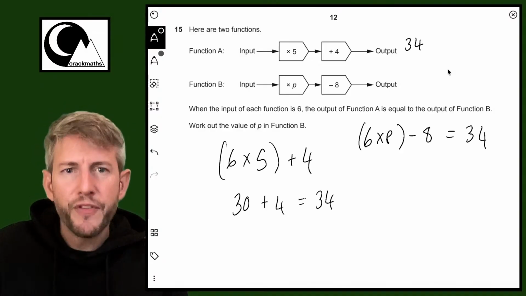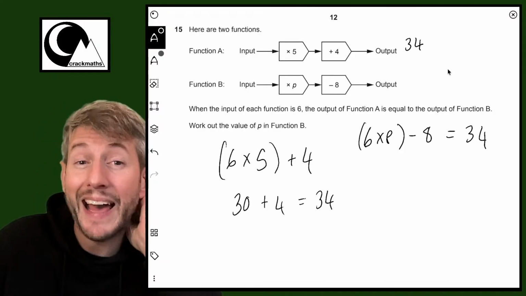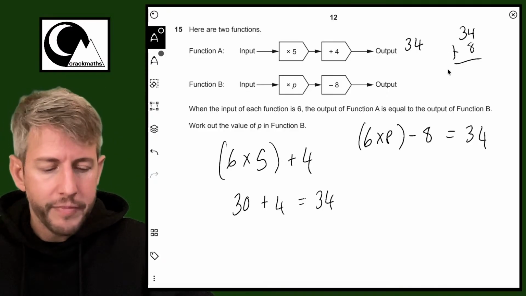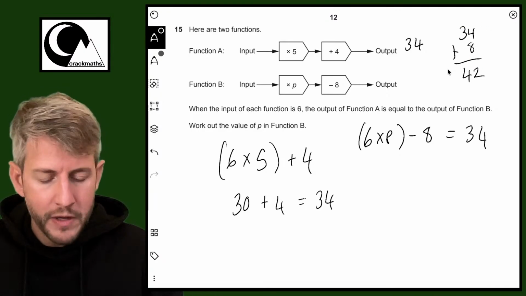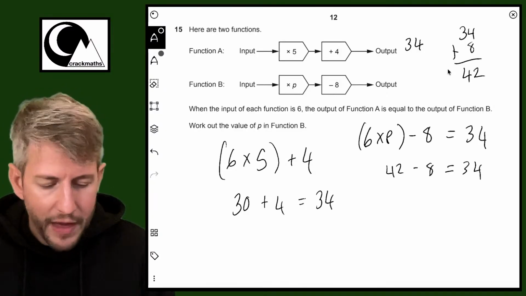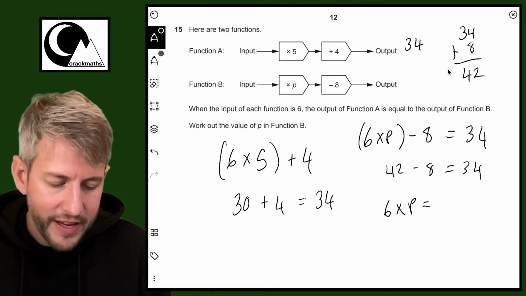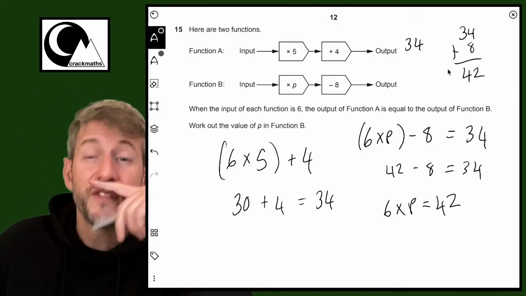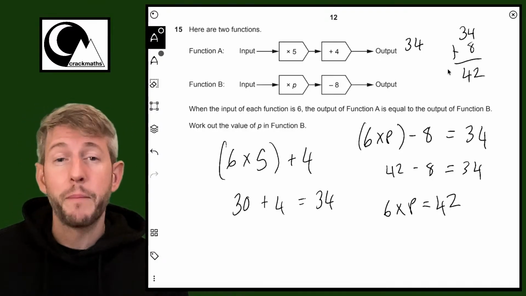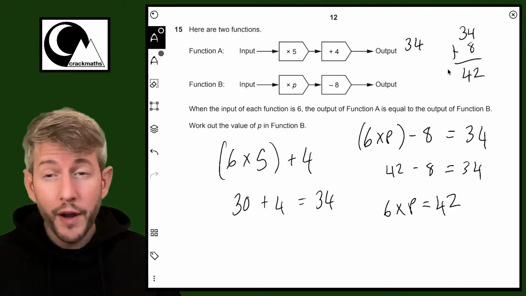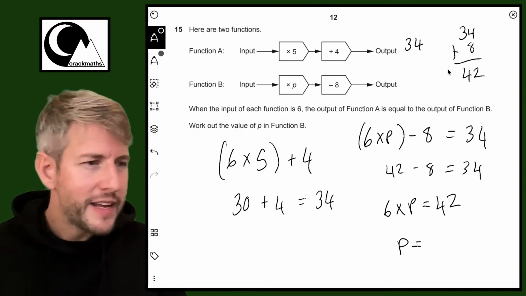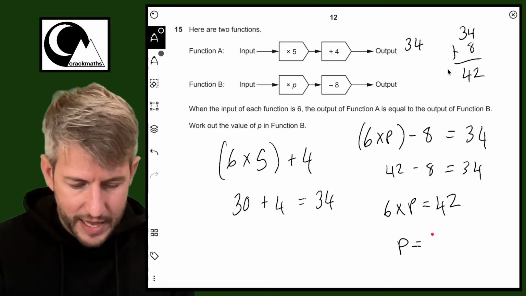Okay, so let's first of all think about what number take away 8 equals 34. Well, the way we can do that is by doing 34 add 8. So 34 add 8 gets us to 42. So we know that 42 take away 8 equals 34. Therefore, 6 times p has to equal 42. Now, if 6 times p equals 42, what I've got to think about is what number multiplied by 6 equals 42. Well, I know from my times tables that 6 times 7 is 42. So p has to equal 7.